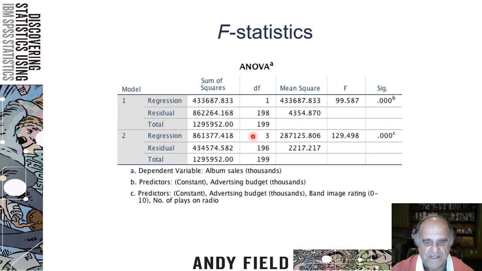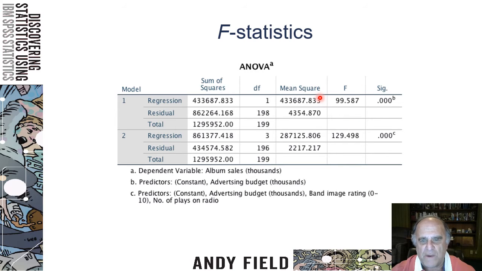We have a new degrees of freedom because now we have 1, 2, 3, 4 things going into the model, and degrees of freedom here is 4 minus 1, which is 3. This is n minus 1, which is 199, and residual is the rest, 196. Again, 3 and 196 add up to 199.